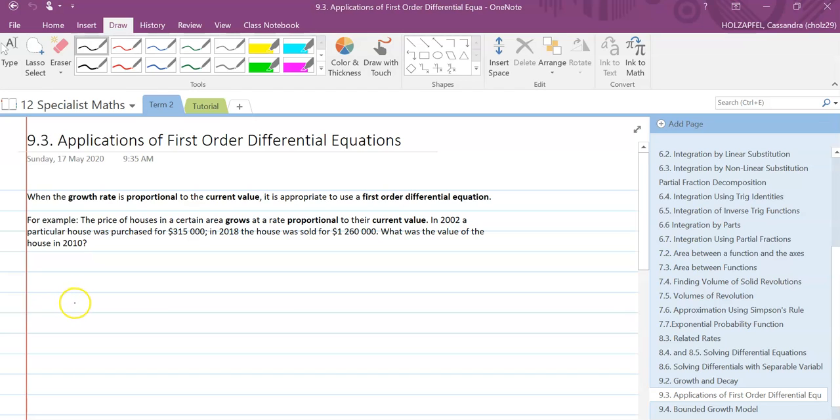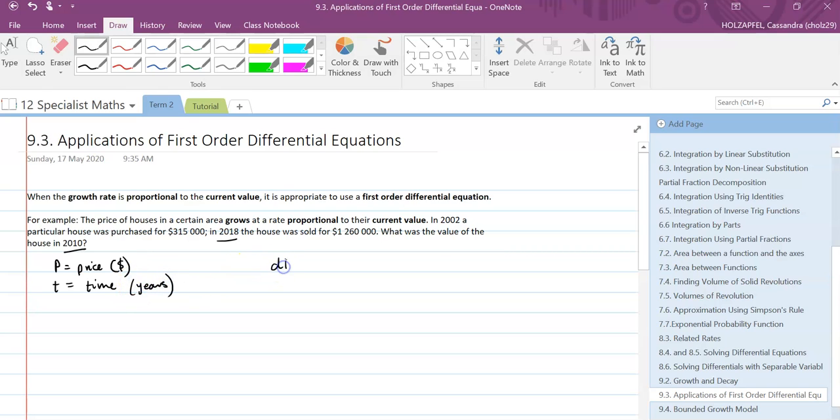So the price of houses in a certain area grows at a rate proportional to the current value. So in other words, let's start defining some terms here. If we say that P is equal to the price, and that's going to be in dollars, then we have T, which is going to be time. In this case, they're saying in 2018, and what was the value of the house in 2010? Based off that scale, I think I might use time in years.